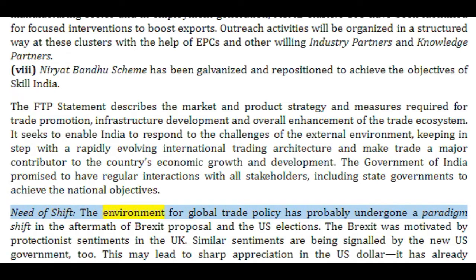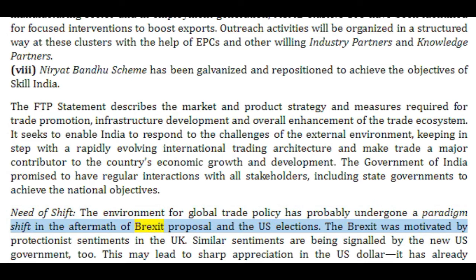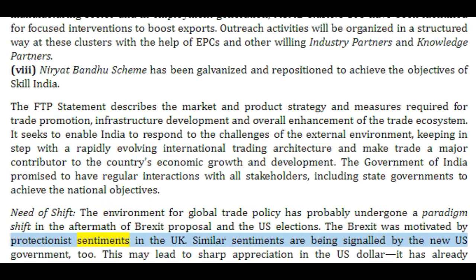Need of shift. The environment for global trade policy has probably undergone a paradigm shift in the aftermath of the Brexit proposal and the US elections. Brexit was motivated by protectionist sentiments in the UK. Similar sentiments are being signaled by the new US government, too. This may lead to sharp appreciation in the US dollar.